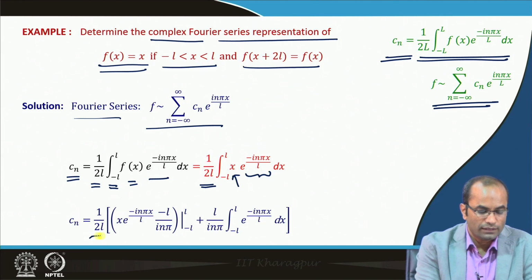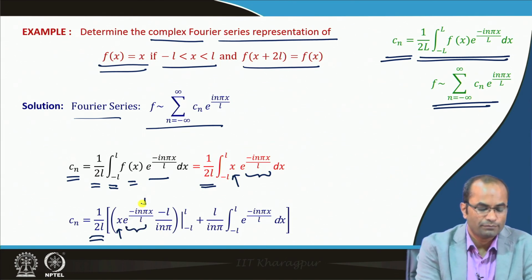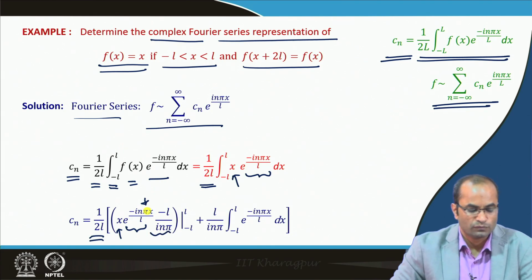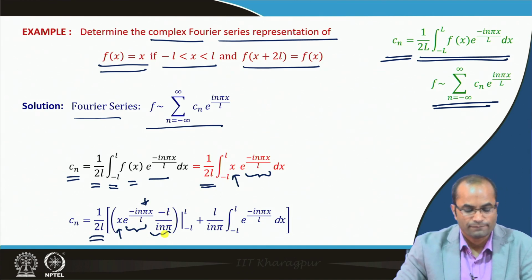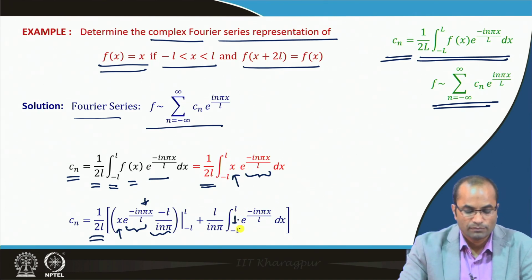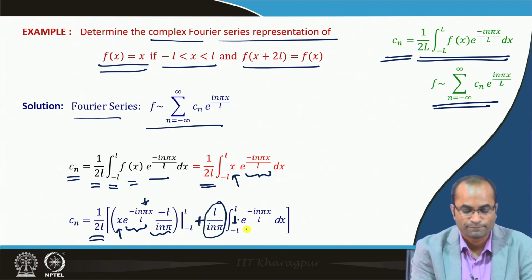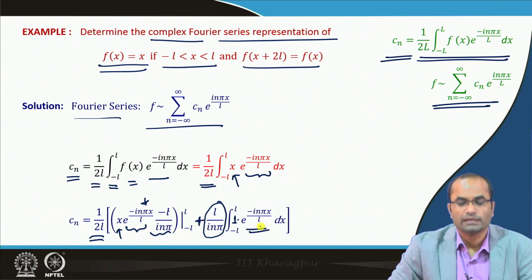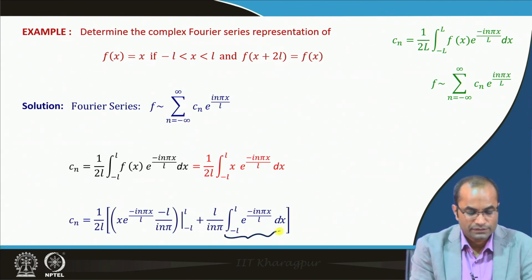So, we have 1 over 2 L, and then x as it is, and the integration of the exponential function e power i n pi x over L gives a factor of 1 over that factor. So, it is reversed here, minus L over i n pi. Similarly, the differentiation of x will be 1, and then again the integration will come with the factor L over i n pi with a minus sign, and therefore it has become plus here, and then we have e power minus i n pi x over L. So, we need to differentiate here once more.